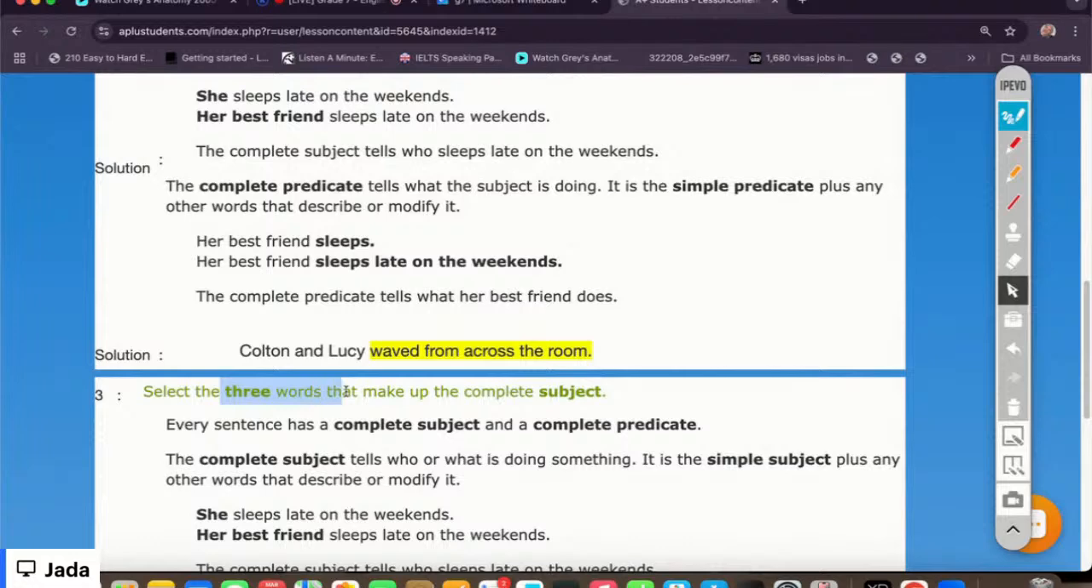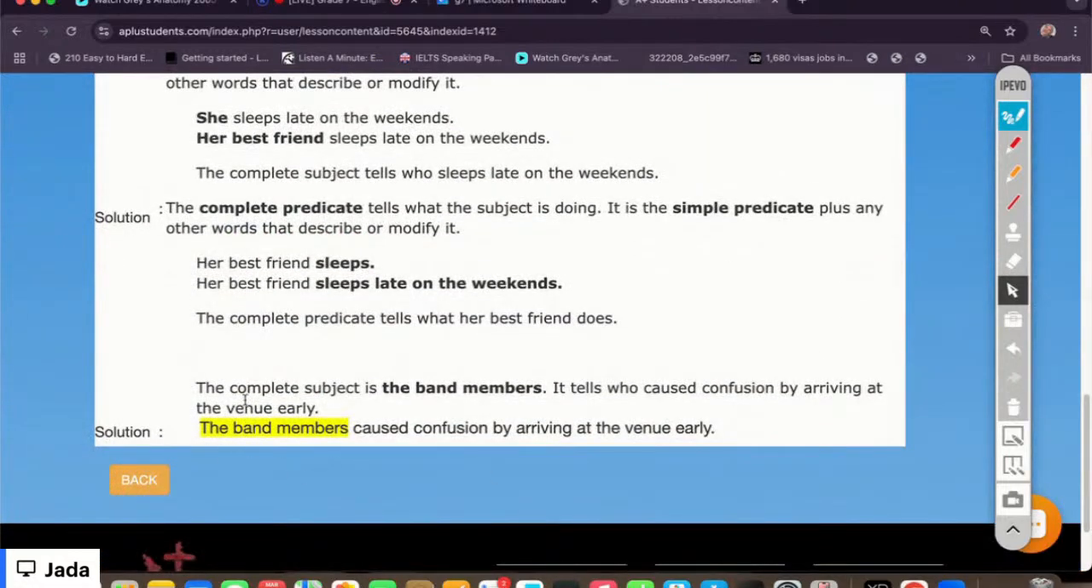Now select the three words here that make up the complete subject. The band members caused confusion by arriving at the venue early. Now who arrived at the venue early or who caused confusion? It will be the band members. They are the subject and they have been the ones who caused the confusion at the venue.